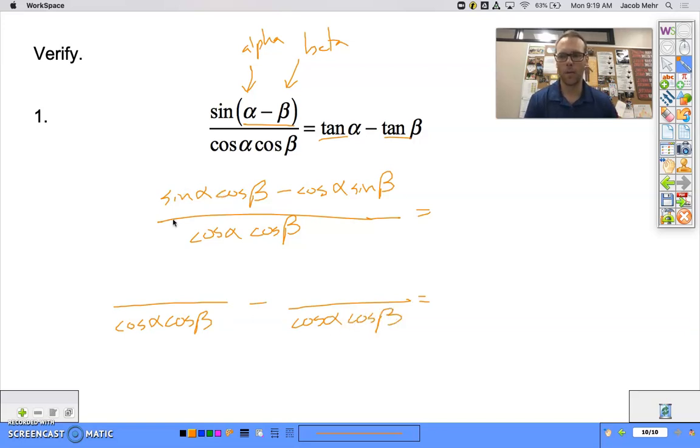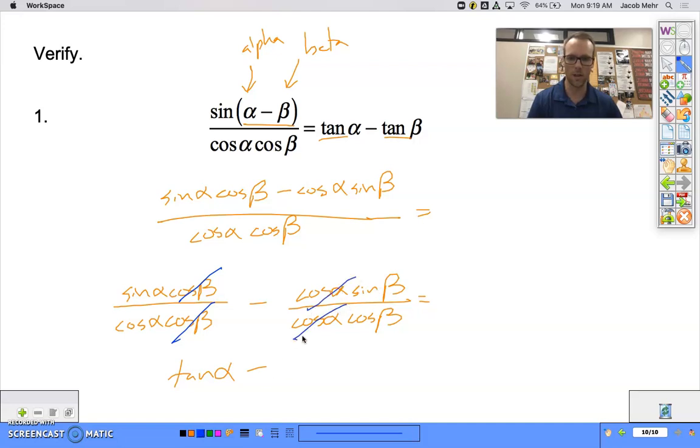Like that. Now, my numerator would then have to be that. Okay, because I'm subtracting fractions, we keep the denominator the same and subtract the numerators, so that matches up. We will now notice that the cosine of betas cancel. We have a sine of alpha over cosine of alpha, which is a tangent of alpha, minus, here the cosines of alphas cancel, a sine of beta over cosine of beta, which is a tangent of beta, and we have just proved this identity.